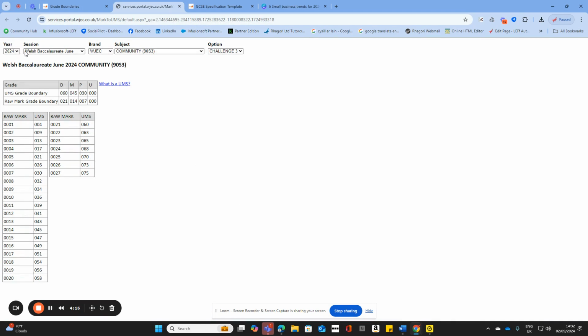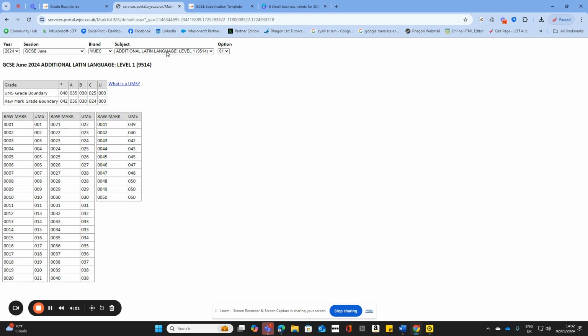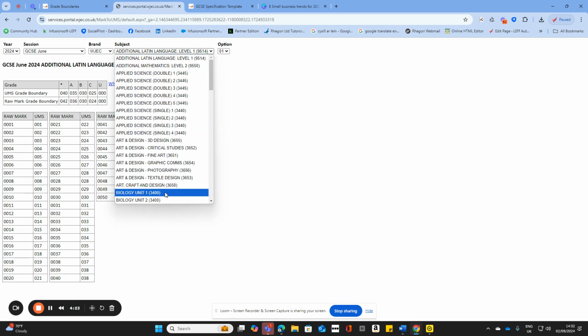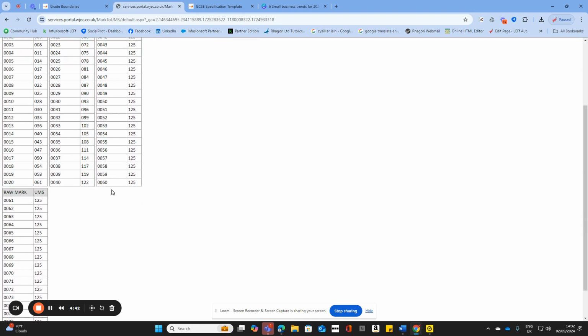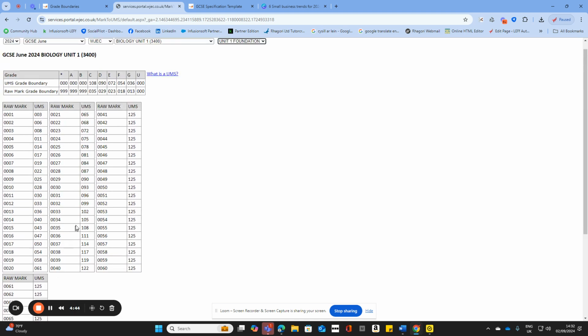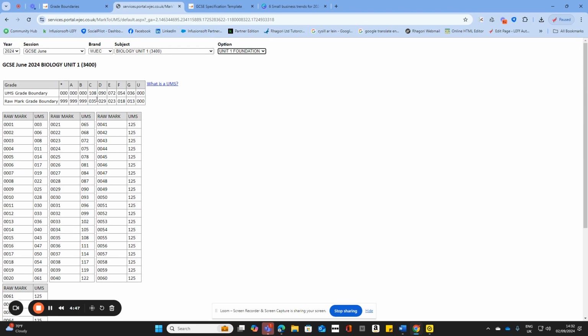So what you need to do is select this year. We'll look at the GCSE, so we'll stick with biology. You then find your subject, so biology unit 1, and we're going to start there. As you can see, it's unit 1 foundation or higher, so we're just going to look at foundation. At the top you can see, we said 108 was the UMS mark for a C. To achieve that in the paper you needed 35, and if we scroll down you can see the paper was out of 80. So to just achieve a C, you would need slightly less than half of the marks for that paper.